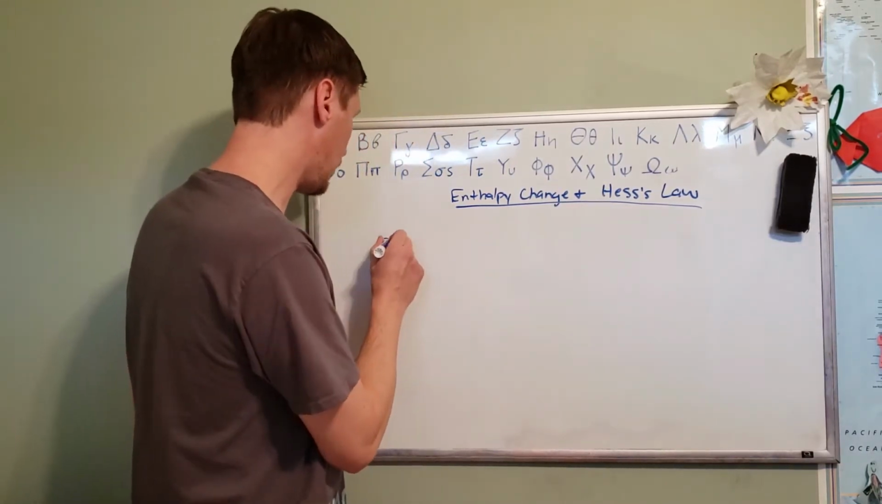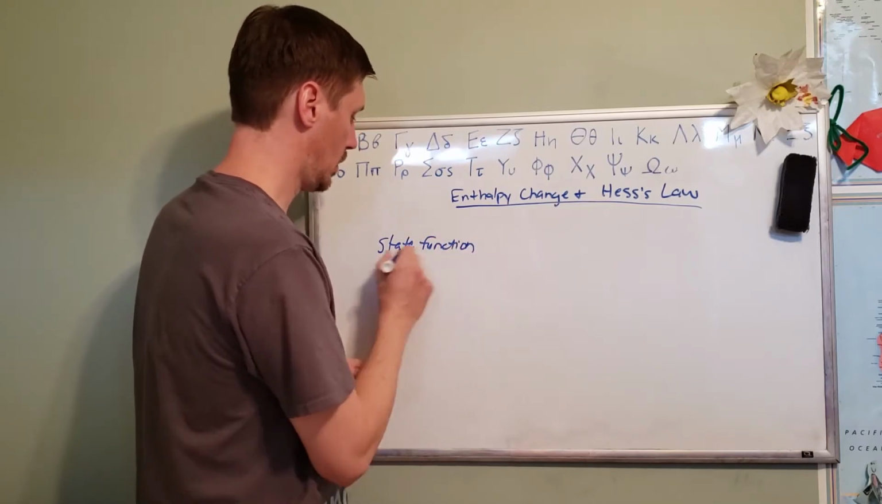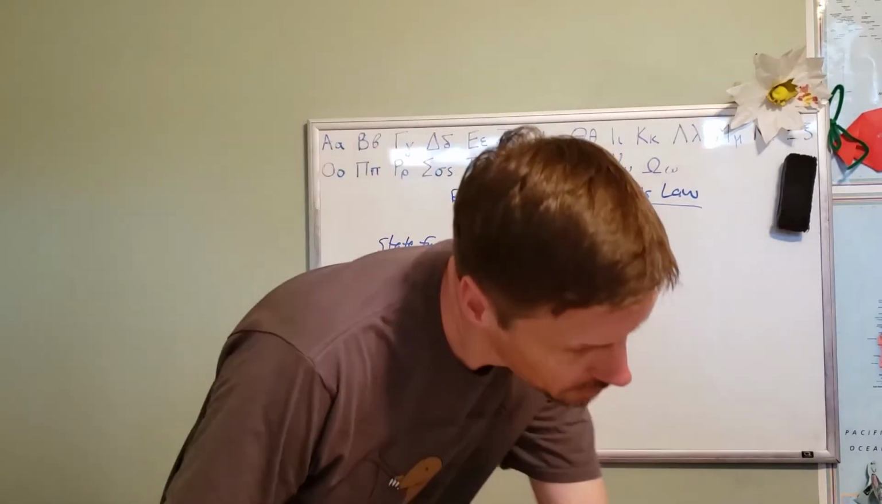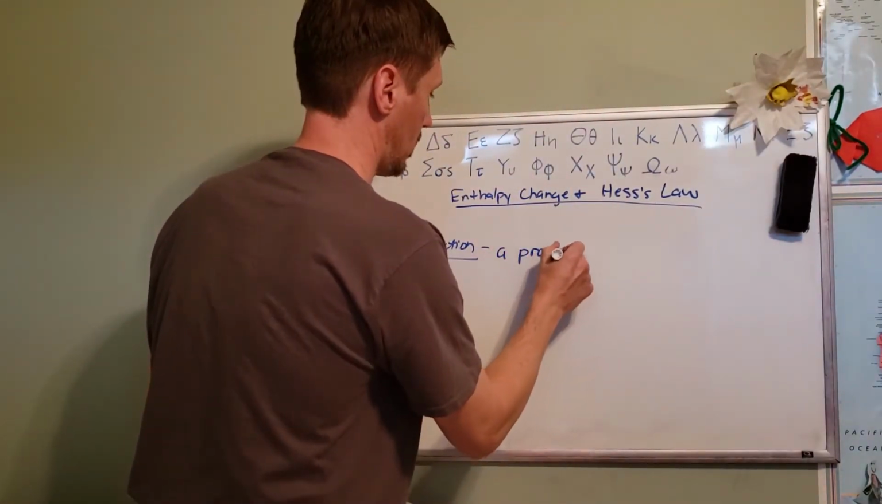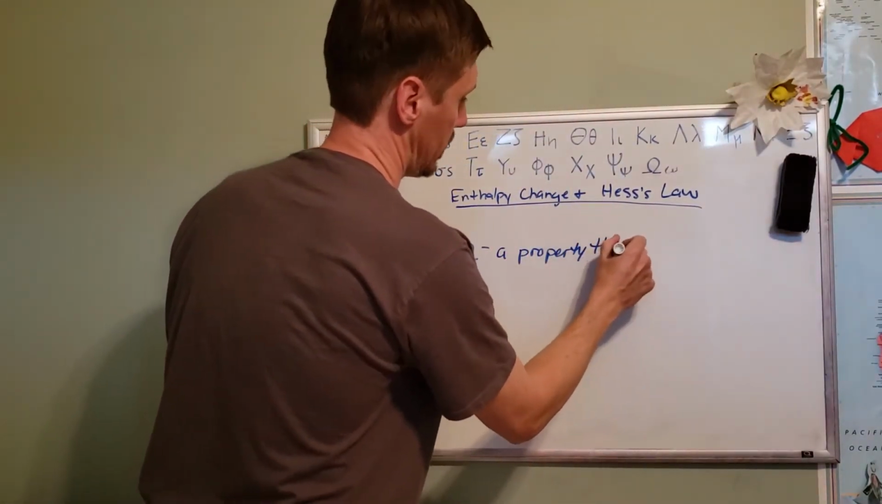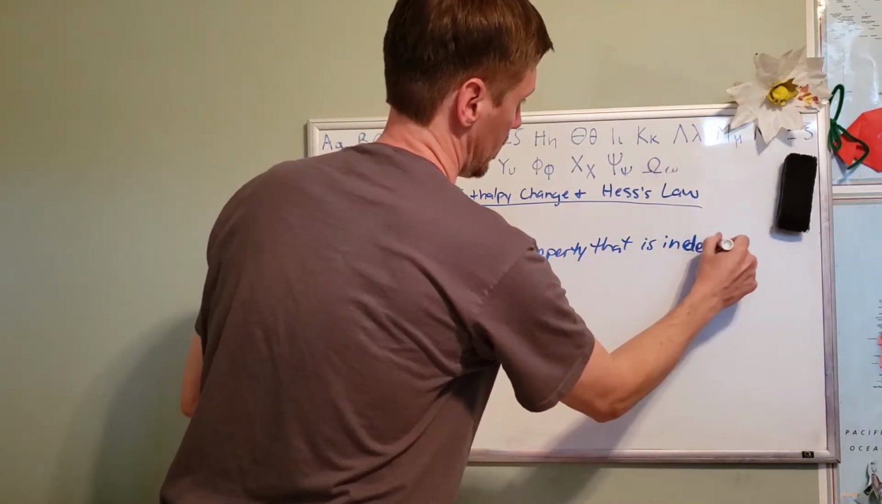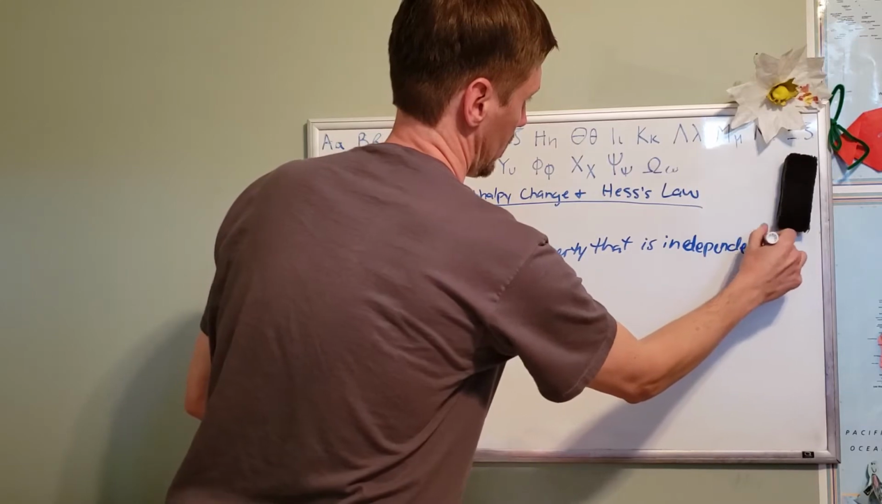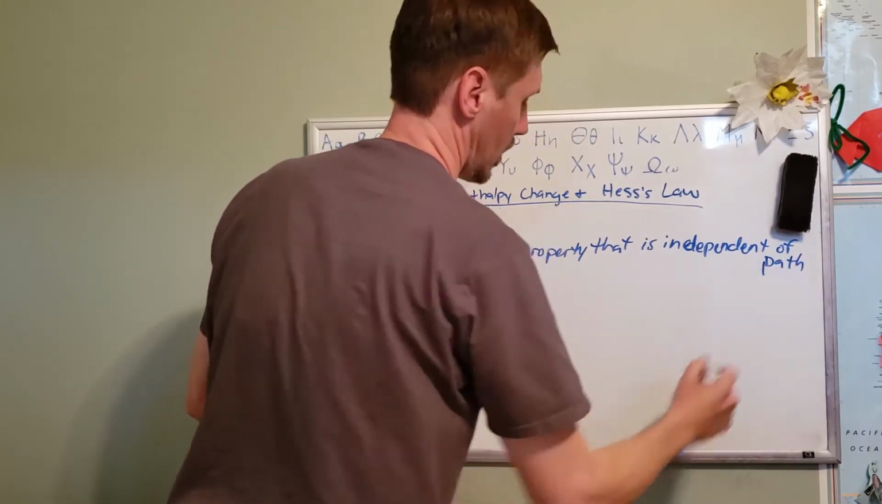Okay, so a state function, by definition, is a property that is independent of path. What do we mean by that?